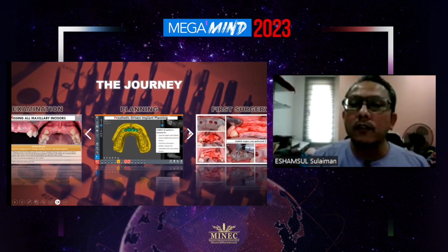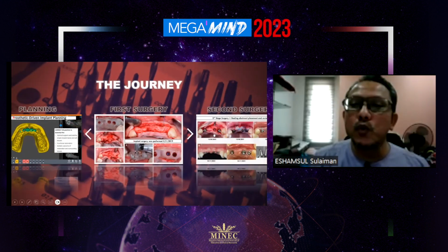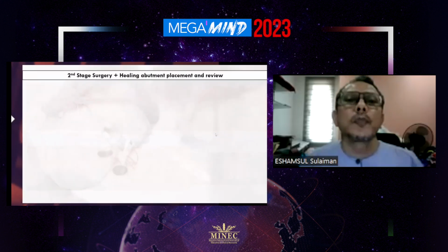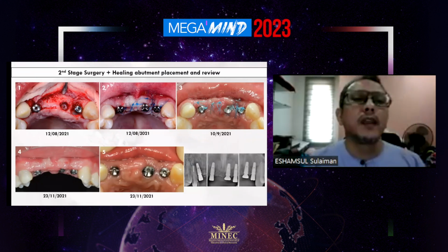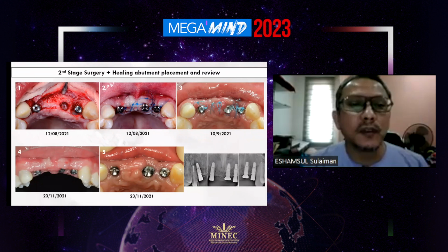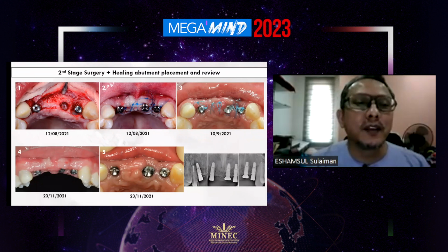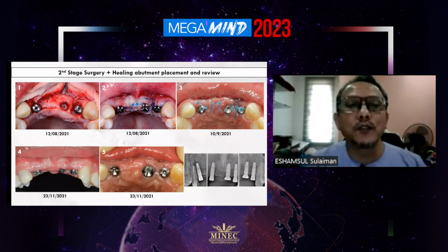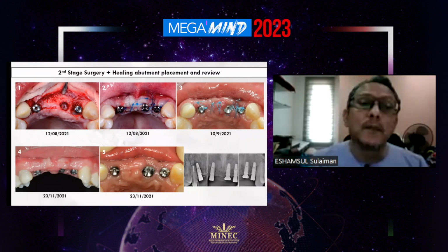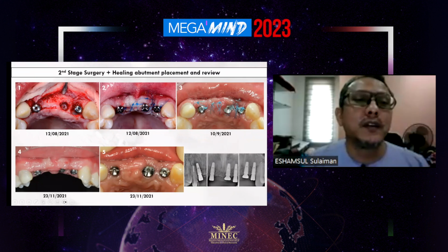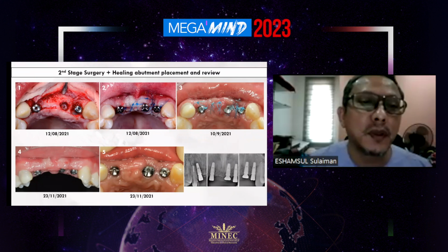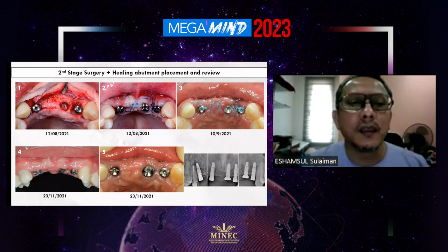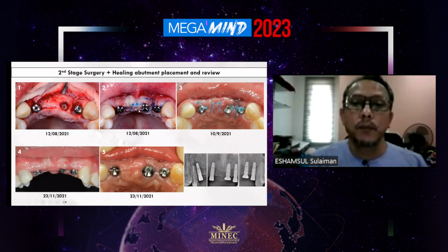Next in the treatment sequence is the second stage surgery. Because of the pandemic that happened in 2020, and the patient was also busy with his studies, the second stage could only be performed in August 2021, almost a year after the implants were placed. Here you can see again a full mucoperiosteal flap was raised to expose the implant, because the implant was placed slightly subcrestal. This was followed by the placement of healing abutments and primary closure again.